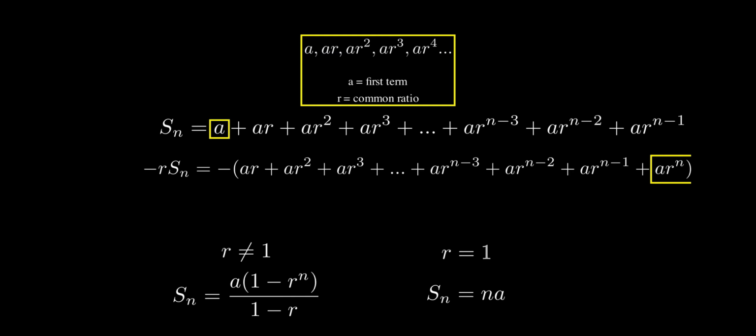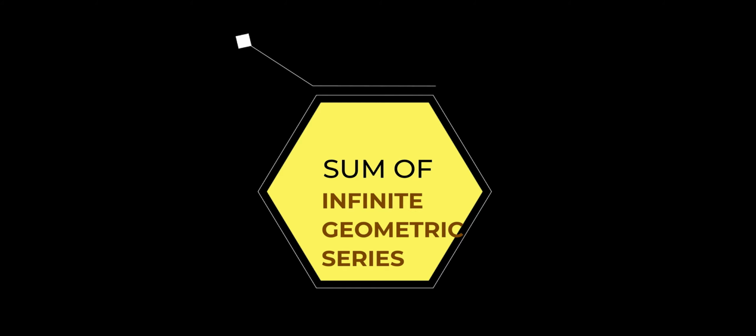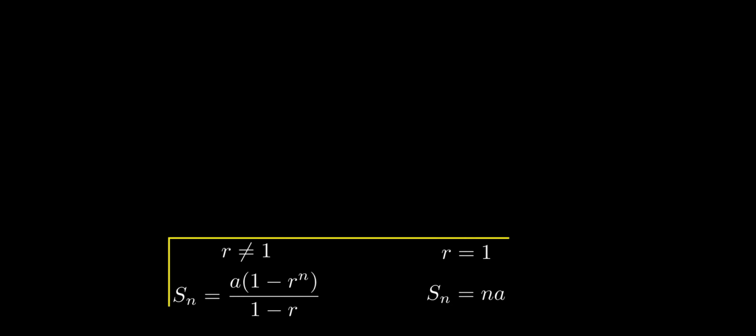Okay, now that we've figured out the sum of n terms of a geometric sequence, let's figure out the sum of an infinite geometric sequence, which will help us convert repeating decimals into fractions. An algebraic way to find the formula of the sum of an infinite geometric series is to take the limit as n goes to infinity of the formula we just looked at.